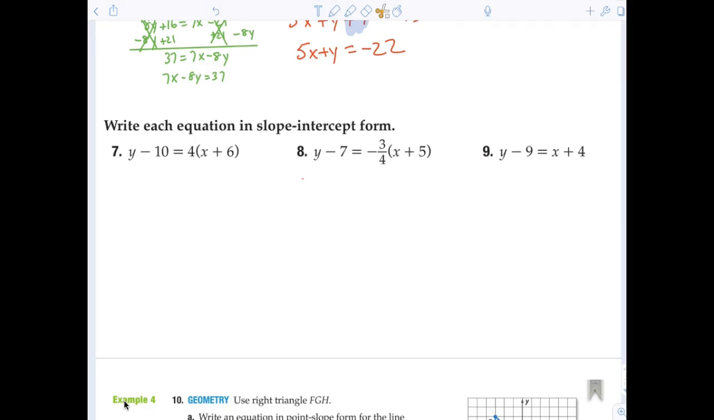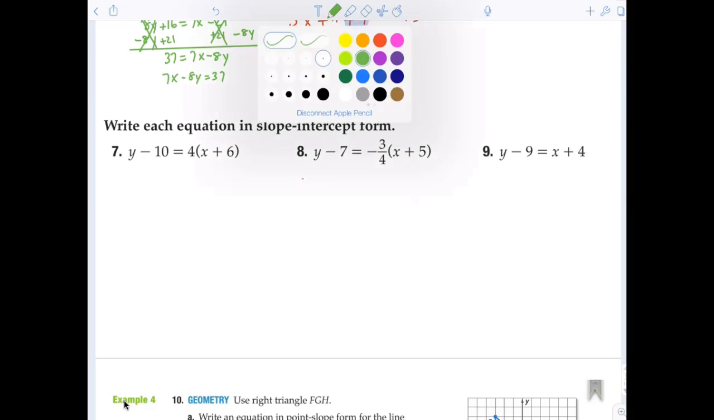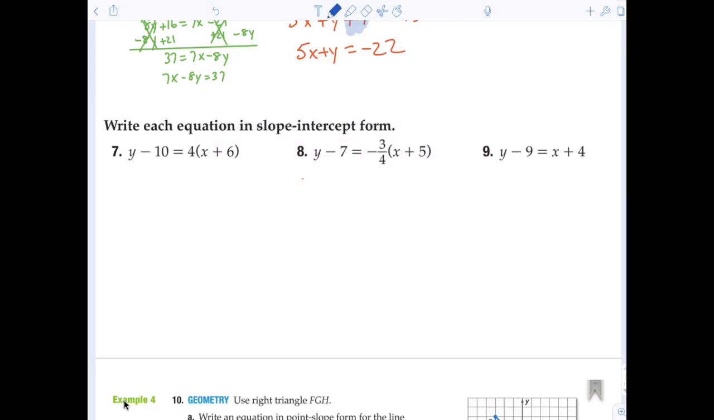Write each equation in what form? Slope-intercept. What is slope-intercept form? Somebody refresh my memory. No, that's point slope. Come on, somebody tell me. Come on, what is that equation? Tell me, what's in front? There you go. Good job. Y equals mx plus b.